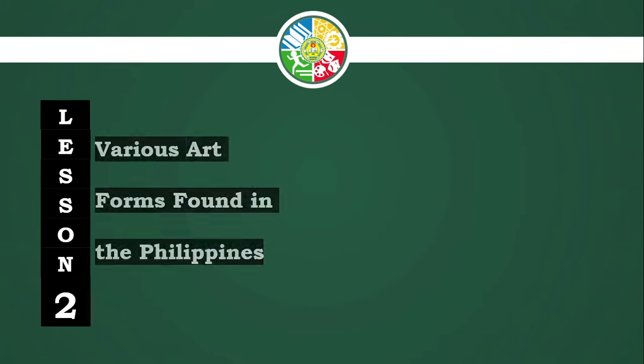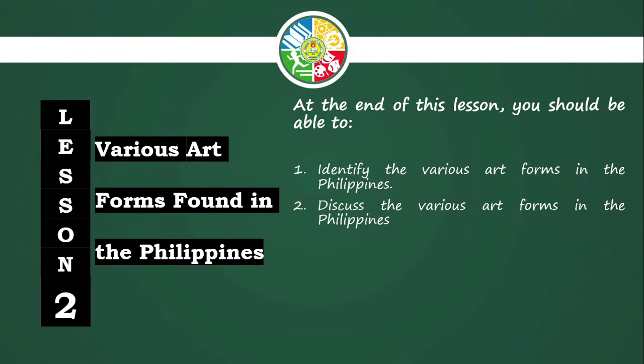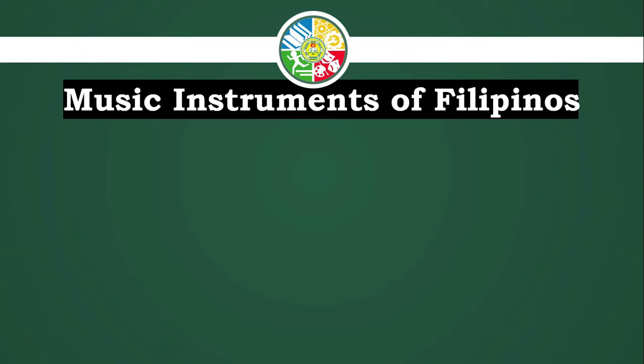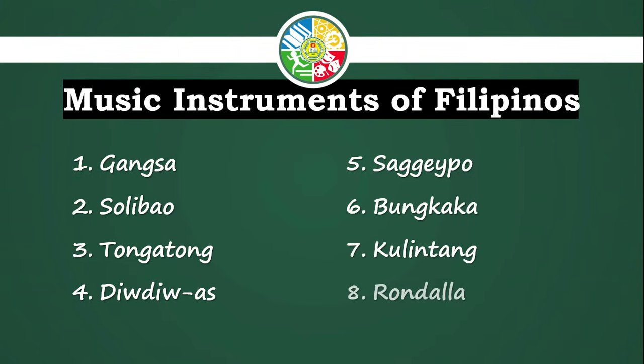Our second lesson, our topic is all about the various art forms found in the Philippines. Here are our objectives for today. You are expected to identify the various art forms in the Philippines and to discuss the following art forms. We already talked about dance, architecture, and design. This time, we'll be focusing on the musical instruments of Filipinos: Gangsa, Salibu, Tungatong, Diwdiwas, Sagaypo, Bongkaka, Kolintang, and Rondalia. We'll be discussing each of them individually.